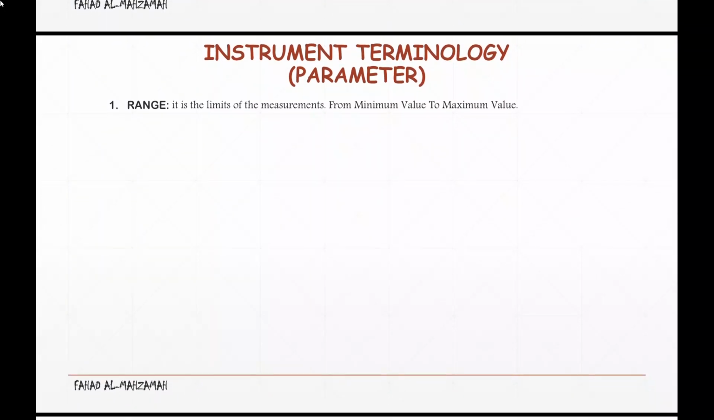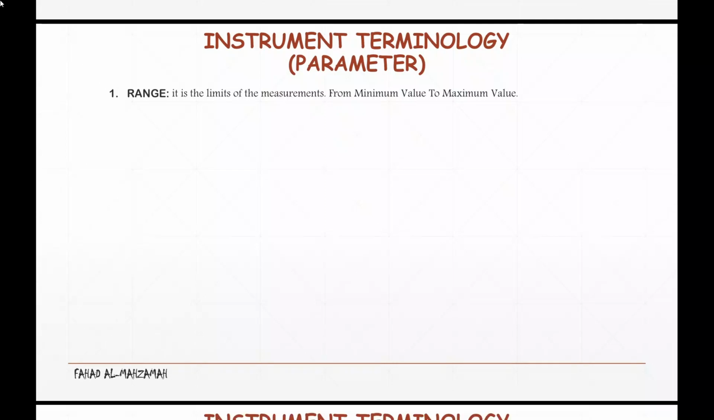So the first one, range. What do we mean by range? Once you hear range, you will understand that it's a limit of the measurements. What do I mean by limits? It shows the minimum and maximum value for the measurements or for any device that can measure. So you will mention two values with their units. If you are asked what the range is, you will mention two values. If you mention a single value, it's not a complete answer. Two values: the minimum and maximum value of that measurement.